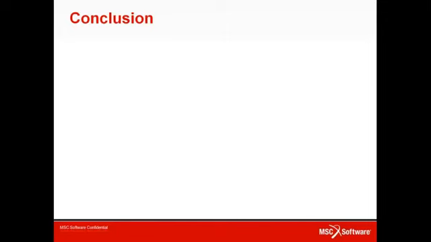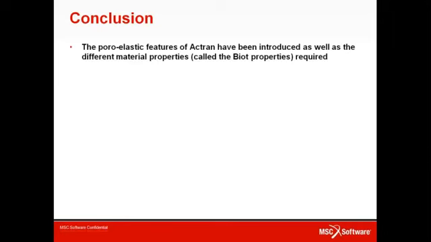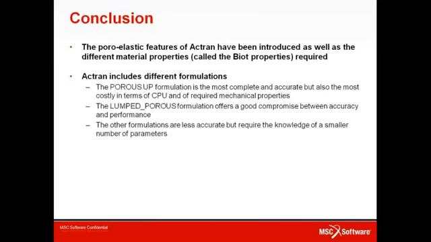So during this webinar, the poro-elastic features of Actran have been introduced, and the major material properties, the so-called Biot properties, have been reviewed. As you have seen, different formulations are available in Actran. First of all, we have the Porous UP formulation, that is the most complete and the most accurate one, but that is also the most costly in terms of computational requirements and also required mechanical properties.